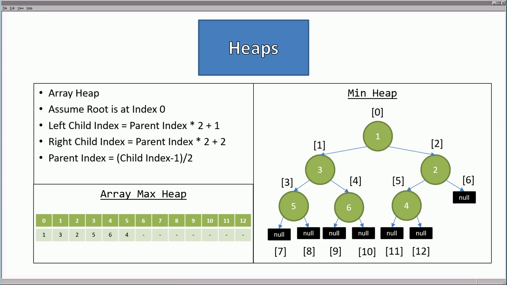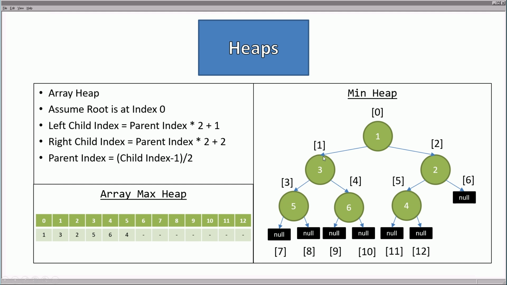In these examples, we're assuming that the root is at index 0. In order to calculate the left child's index, you simply take the parent's index, multiply that by 2, and add 1. In order to calculate the right child's index, you take the parent's index, multiply it by 2, and then add 2. And in order to access the parent's index, you take a child's index, subtract 1, and then divide that by 2.